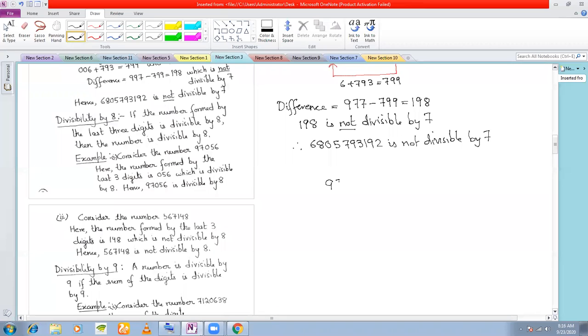Let's see how we check this. Let us consider this number 97056. So the question is whether this number is divisible by 8. So you check the last three digits. The number formed by the last three digits is 56. And 56 is divisible by 8.